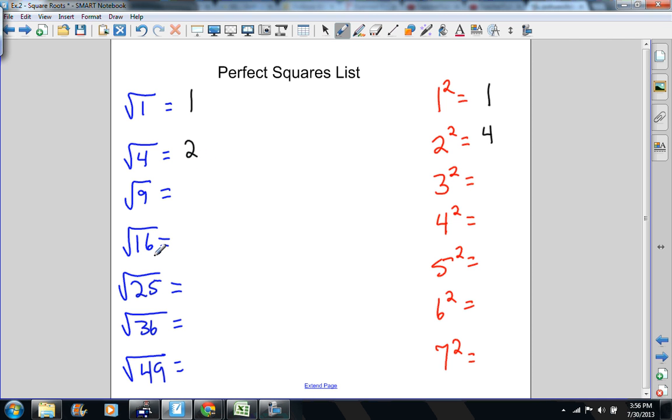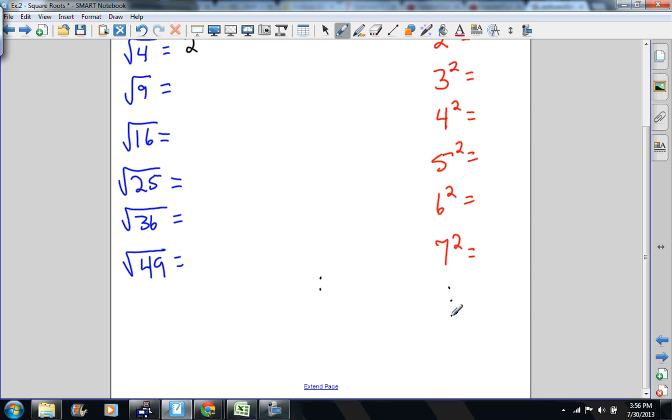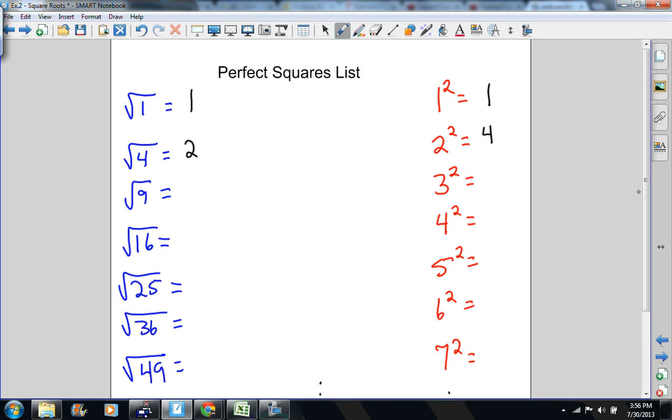Okay, I want you to fill out the rest of this list. And another thing is, it'd be really, really good to have your list go all the way down to 13 squared and the square root of whatever that is. If you bring me that list tomorrow in class, I will give you a piece of candy. Okay? So, finish this list and then I'll cover it up.